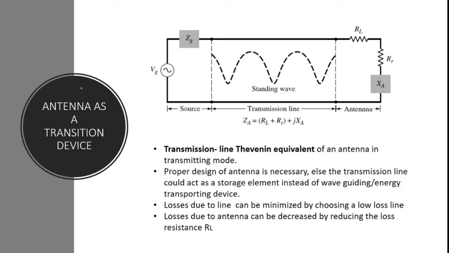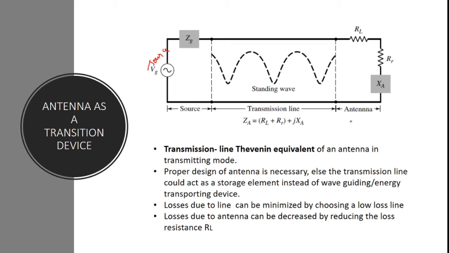Now, we said that antenna is a transition device. It is going to transfer the wave from a guided structure into free space propagation. To bring much more clarity to this, we will try drawing a Thevenin equivalent of the transmission line of an antenna. This is actually on the transmitting side. We have a source here. This VG represents the source for us, and this is the source impedance, which we represented as ZG.